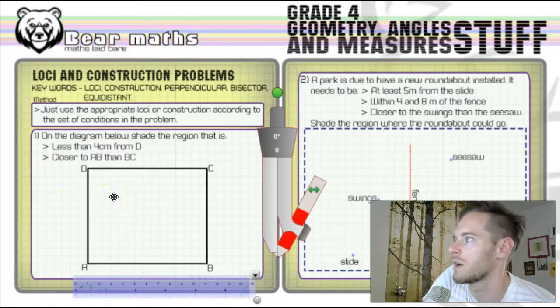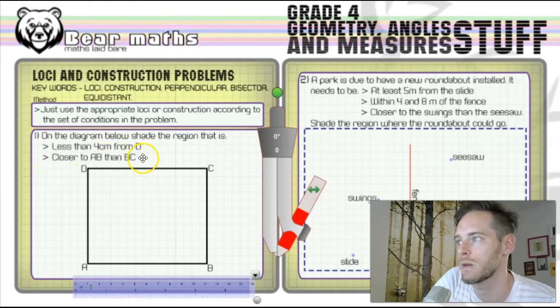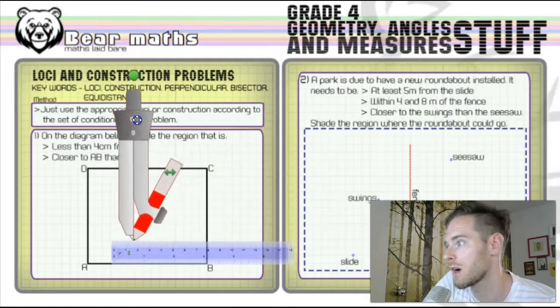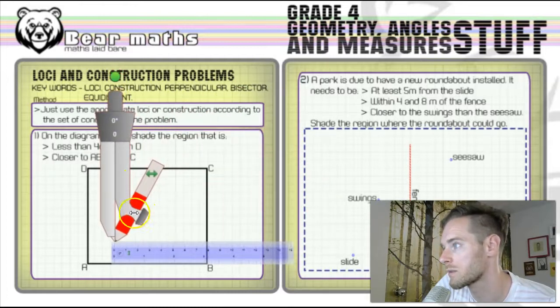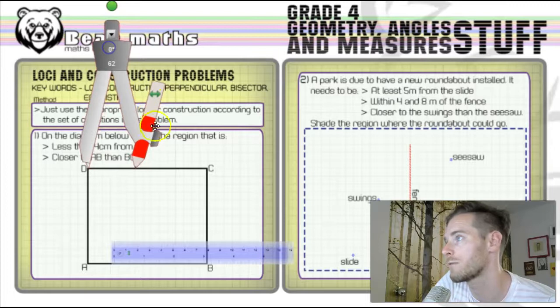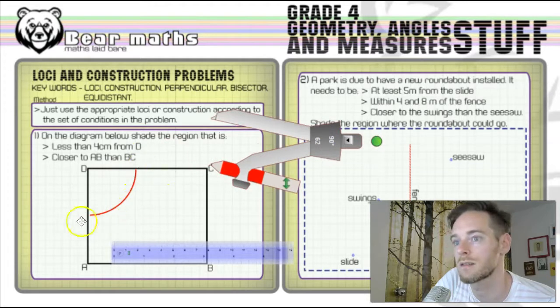So in question number 1 on the diagram, we've got to shade the region that is two things. It's got to be both of these things: less than 4 centimeters from D, and closer to AB than to BC. I'm going to deal with one thing at a time. The first thing is a loci round a point, because D is a point. We set our pair of compasses to 4 centimeters and draw the loci of points that are exactly 4 centimeters from D at all times. That's that part circle there, that quarter of a circle.